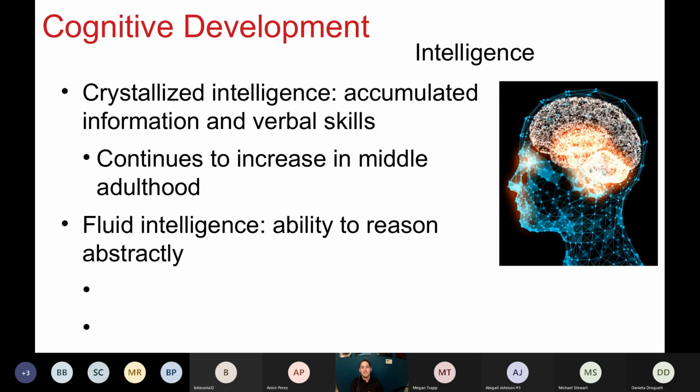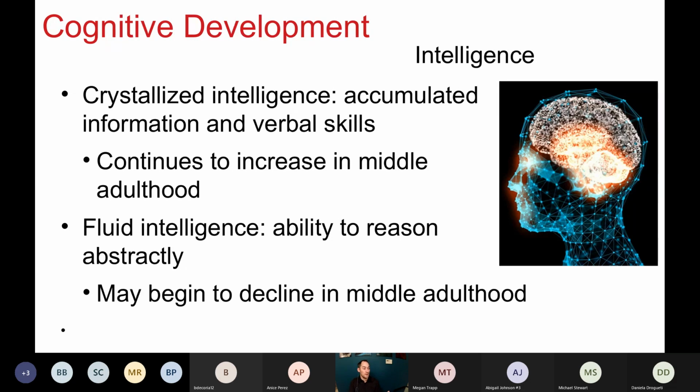It's the ability to reason abstractly, so thinking outside the box, to use that accumulated information to apply it in a different context, and you get better with this over the lifespan. So it's actually higher in the beginning of middle adulthood, but for some people it might also begin to decline in middle adulthood. So this is another example of we should maybe have different phases of middle adulthood, because that decline generally doesn't happen until the very end of middle adulthood. So early adulthood, you might be at the peak of fluid intelligence.